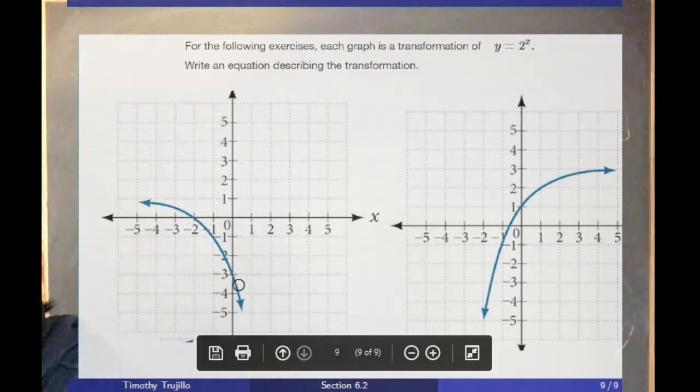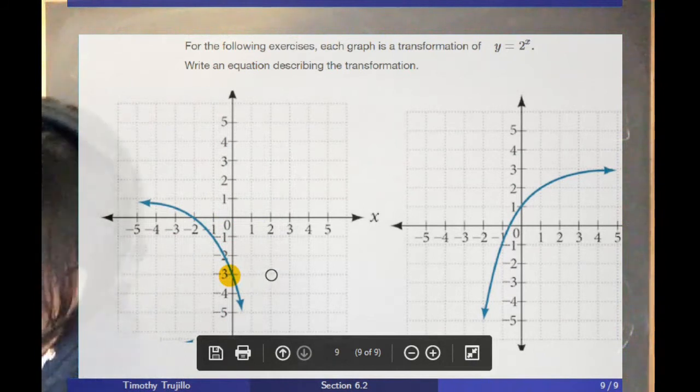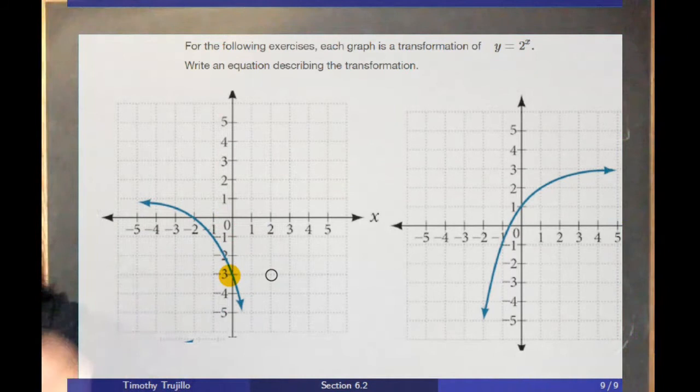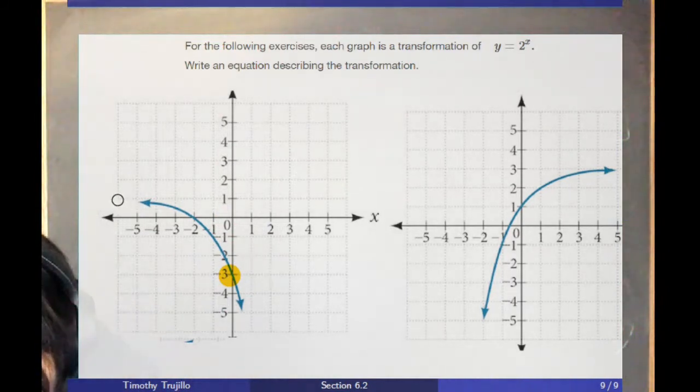Well, the -3 is the intercept, right? So that's going to be important as well. But here, we're talking about where the horizontal asymptote is. Okay, yeah, so it's up here at y is equal to 1, right?